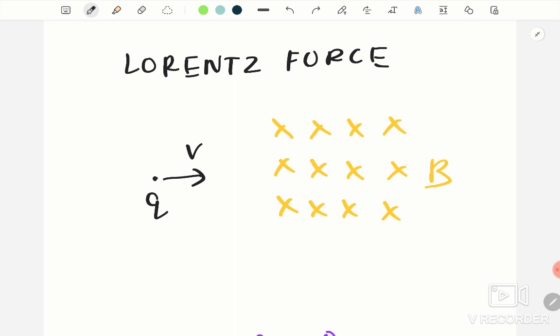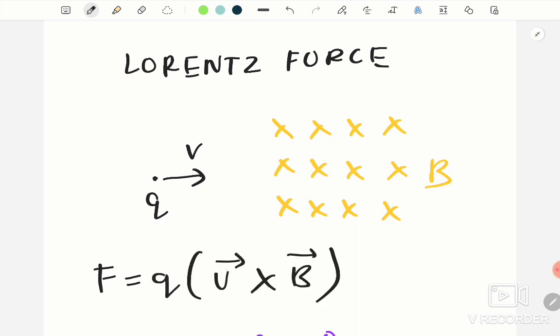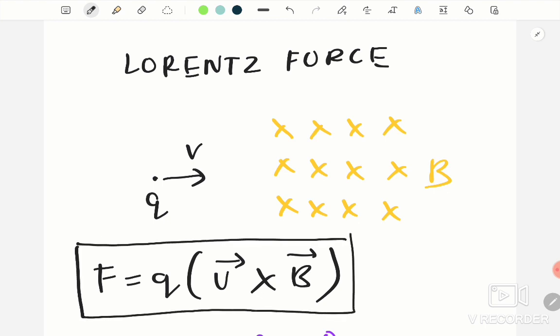And when a charge with velocity v enters this magnetic field, it will experience a force which is given by Lorentz formula. Guys, this force experienced by the charge will be given by Q into inside the bracket V cross B. This means we have to take the cross product of velocity and magnetic field, and therefore the direction of force will be perpendicular to both velocity as well as magnetic field.